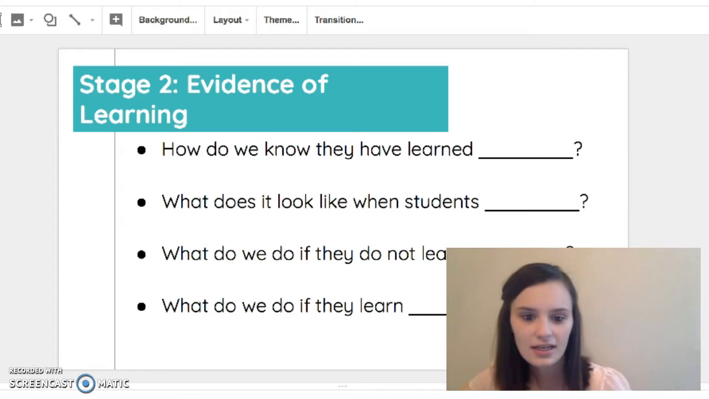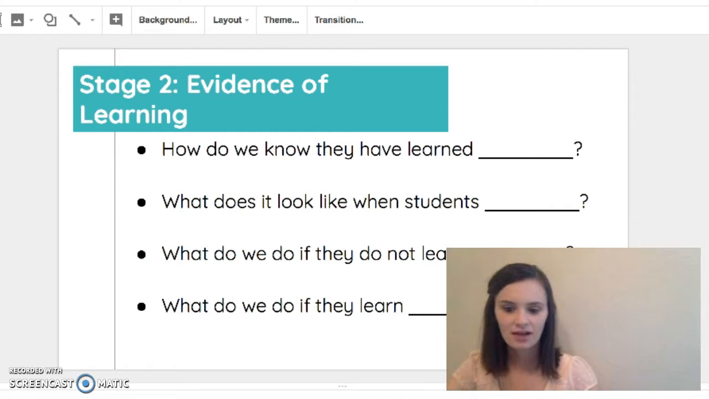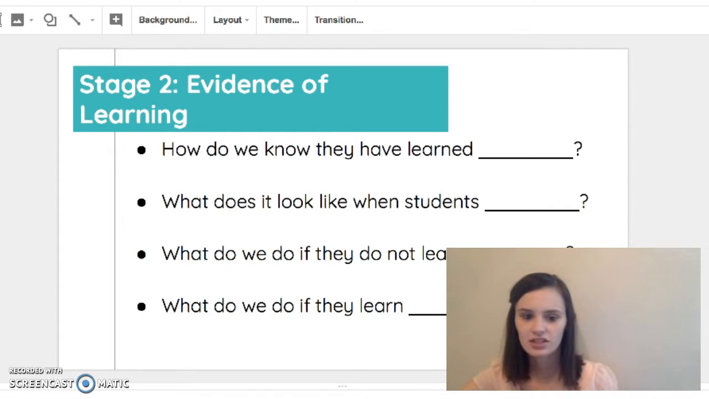So as I was walking around and you were doing this activity, I was loving the conversations that I was hearing, because I think some of these things are things that we've done that we've never even thought about. Does this match the TEKS? We've just grabbed it because it was given to us.